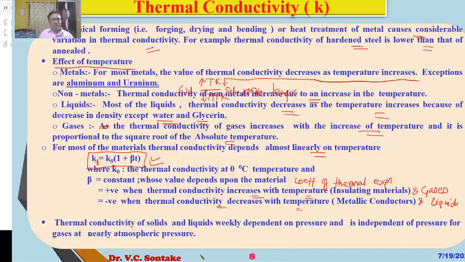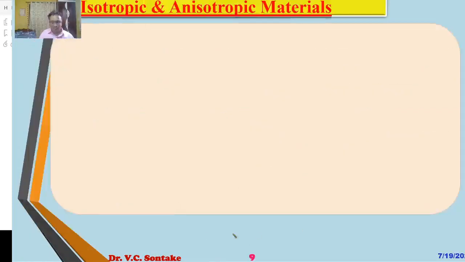Then finally, thermal conductivity of solids and liquids is weakly dependent on pressure and is independent of pressure for gases at nearly atmospheric pressure. So pressure is a parameter which does not affect the thermal conductivity to a great extent. So this is all about thermal conductivity of different materials and its characteristics. Now let us define two different types of materials, isotropic and anisotropic materials, with regard to the variation of thermal conductivity in different directions.